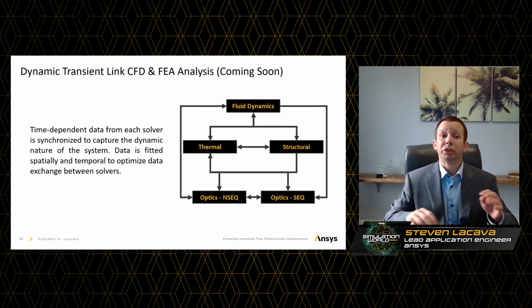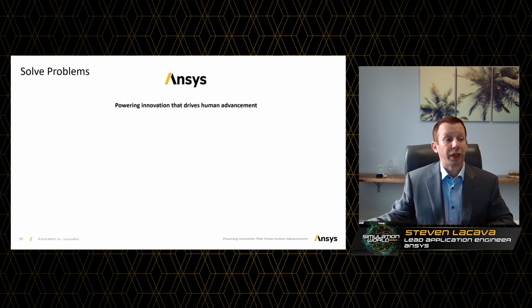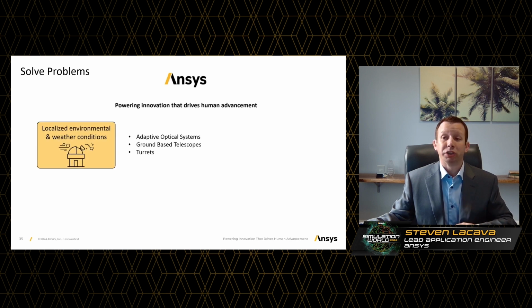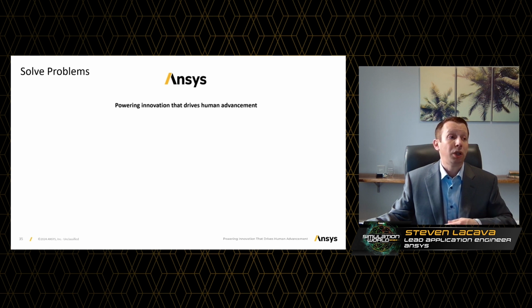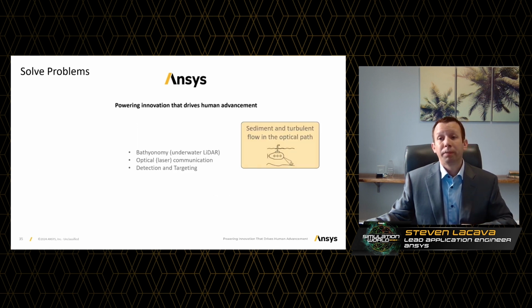And the nice thing is all of these are going to be able to be intermingled, and they're going to be dynamically linked, meaning we can actually look at transients and dependencies between these systems as we're solving them, which is really going to give us the next level of this kind of workflow with the system and make it more versatile, which allows us to solve a lot of different solutions. So we're actually able to solve things like localized weather conditions for ground-based telescopes or adaptive optics systems, pretty much any system where you have stress and thermally induced elements.